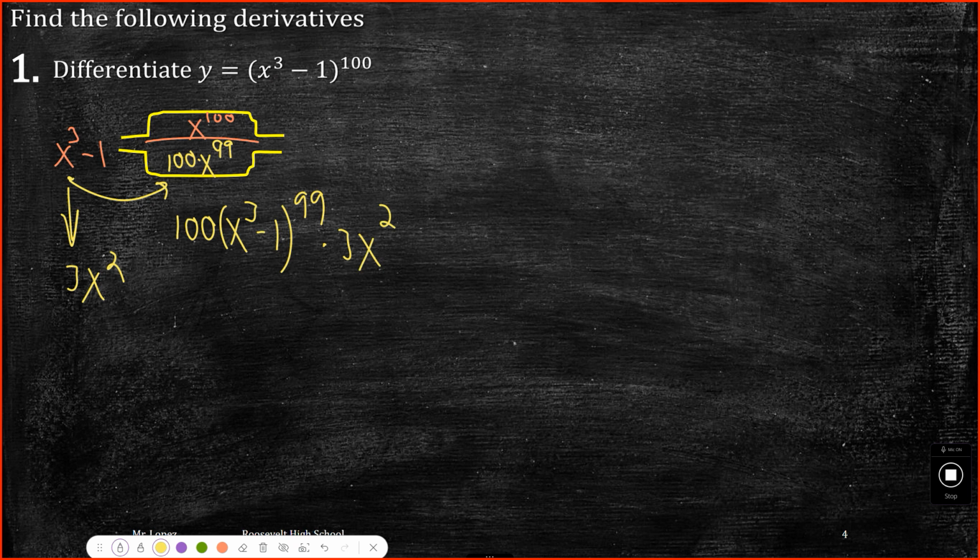Well, this is the derivative, no? But we can go ahead and multiply 100 times 3. So it would be 300. Put that x squared right next to it, and (x cubed minus 1) to the 99 power. That is the derivative right there. Is that good, Jacob?